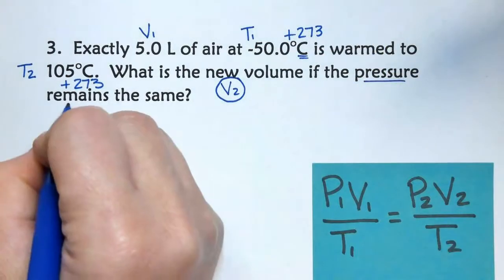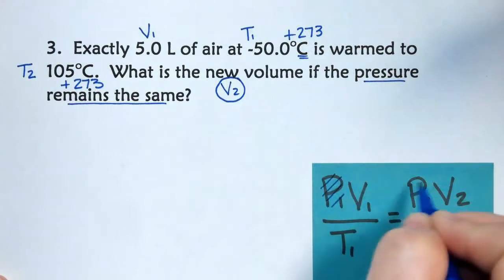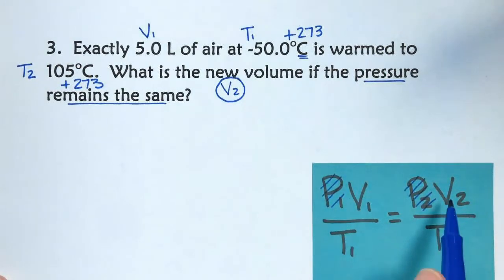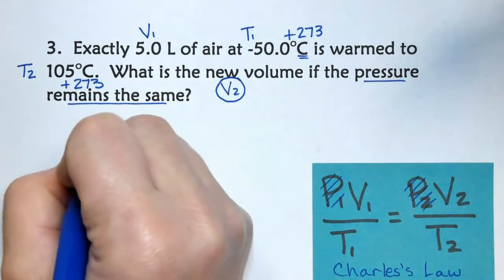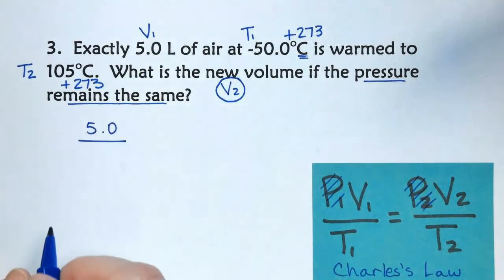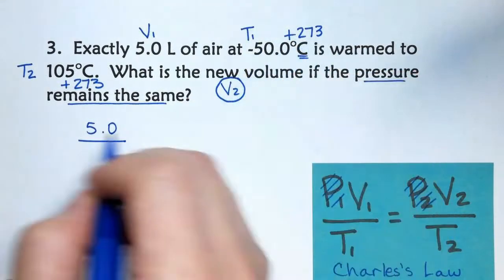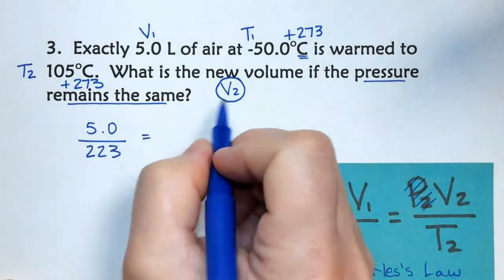Notice that the pressure remains the same, so since they didn't give me any pressures, I can ignore it in my equation, and it's just going to be V1 divided by T1 equals V2 divided by T2. The fact that pressure is constant is how we know that this is Charles's law. All right, so let's set up our problem. It's going to be V1 over T1, but I need to add negative 50 plus 273, which will give me 223, equals, what is V2?